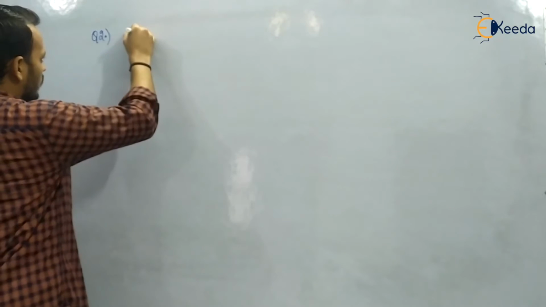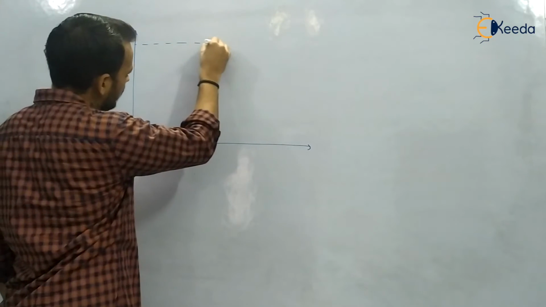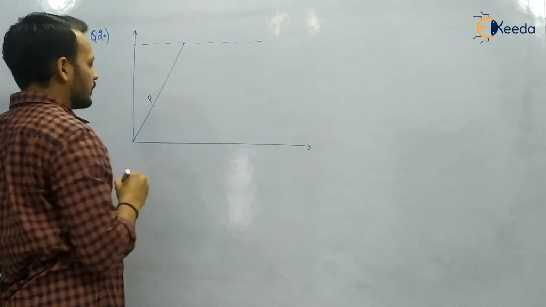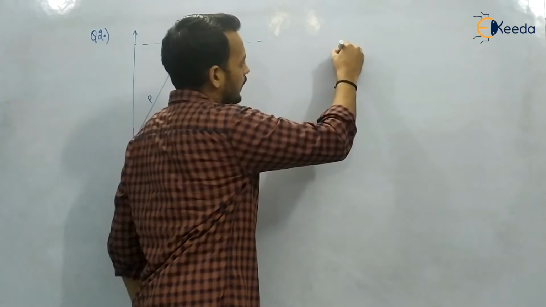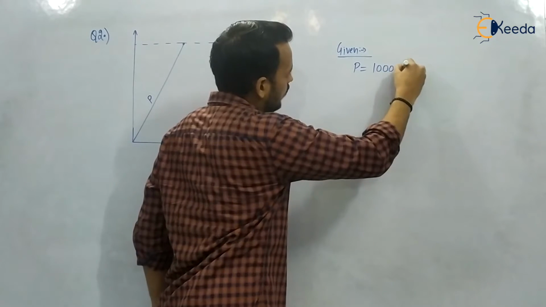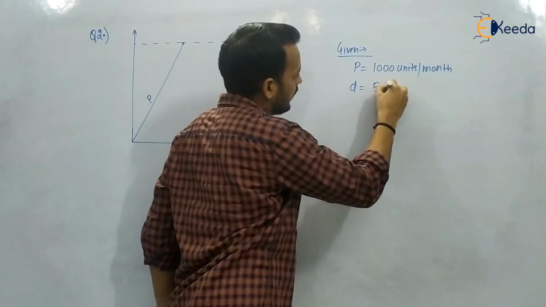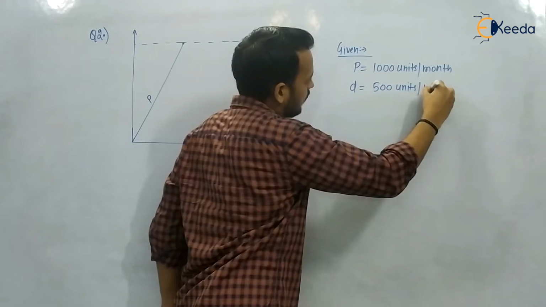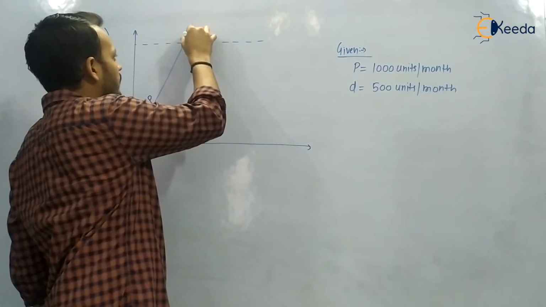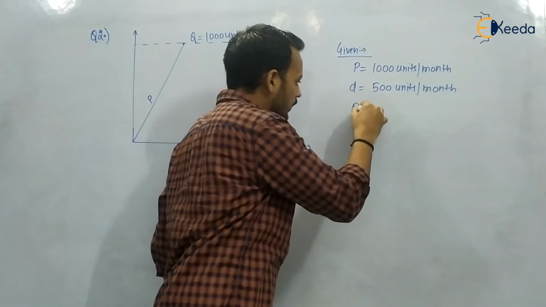First we will draw the graph again, the same graph as in the first question. So here production is going to take place. They have given the data that production is going to take place at 1000 units per month. And the consumption, small d, they have given 500 units per month. And they have also said that the production lot is 1000 units.